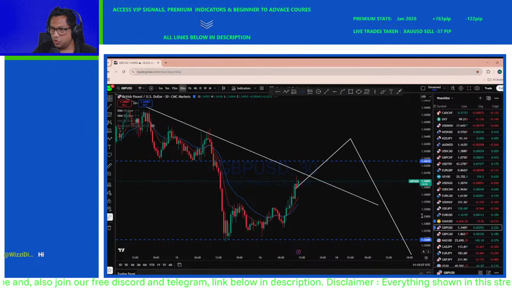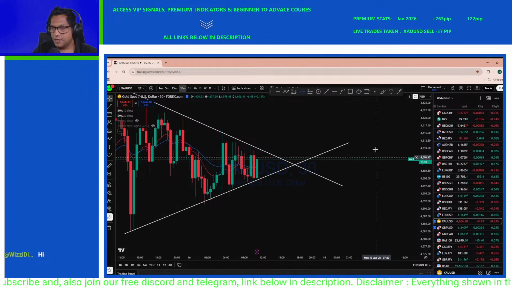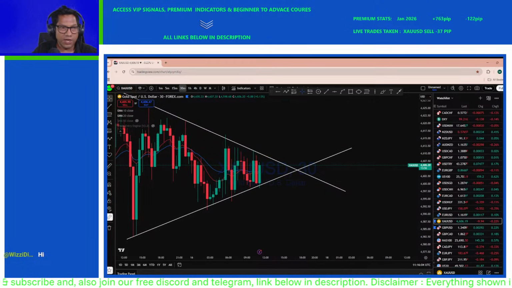Today's focus, I have two pairs. One is GBP USD, the other one is gold. If you have any pairs that you are looking at, you can also share them in the live chat.